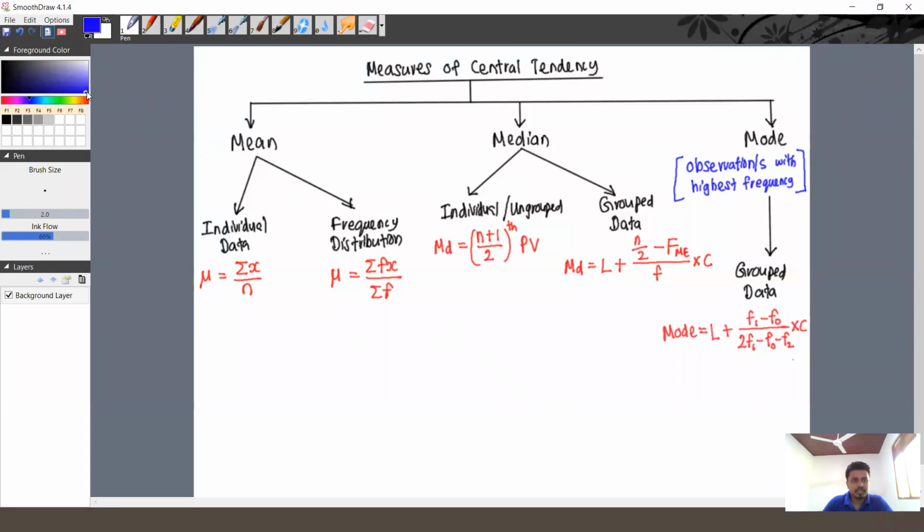So these are the three key measures of central tendency, but under this topic, we need to discuss about the positional values as well, right? I will write it here, positional values.